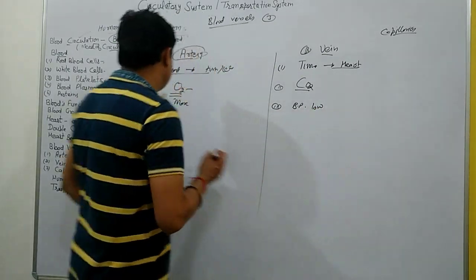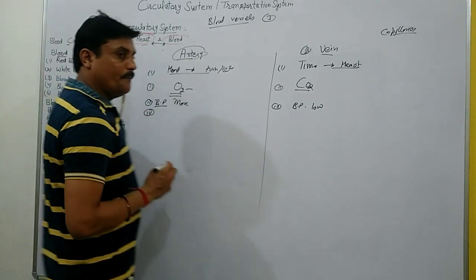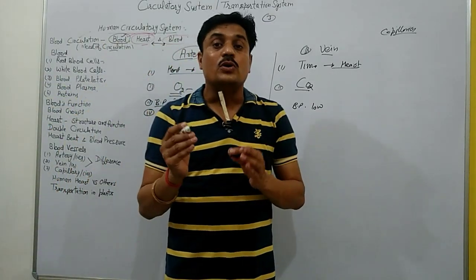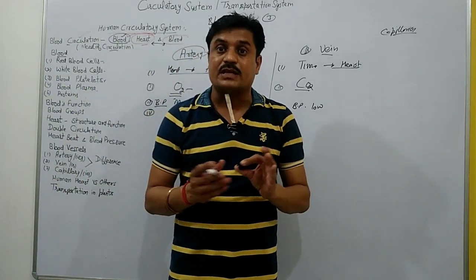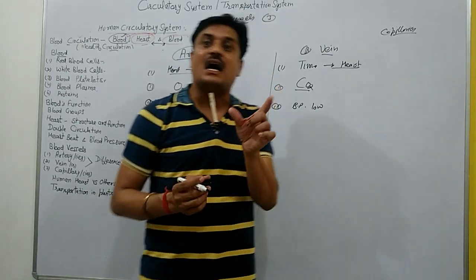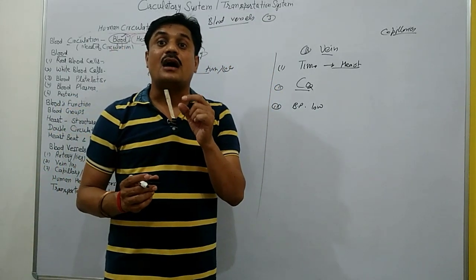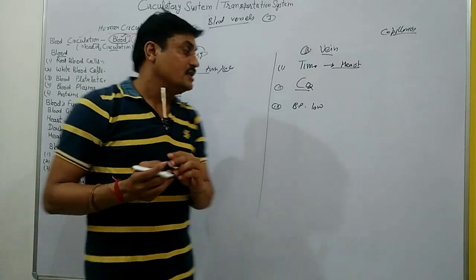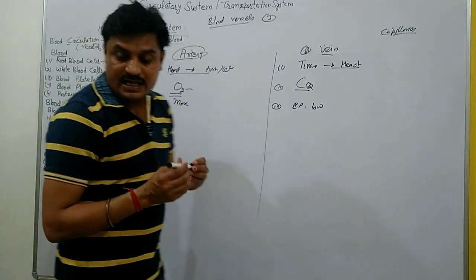Then another difference is that because the blood pressure in arteries is more, to tolerate that pressure the walls of the arteries are more thick. They are thick. See here, I explain to you.